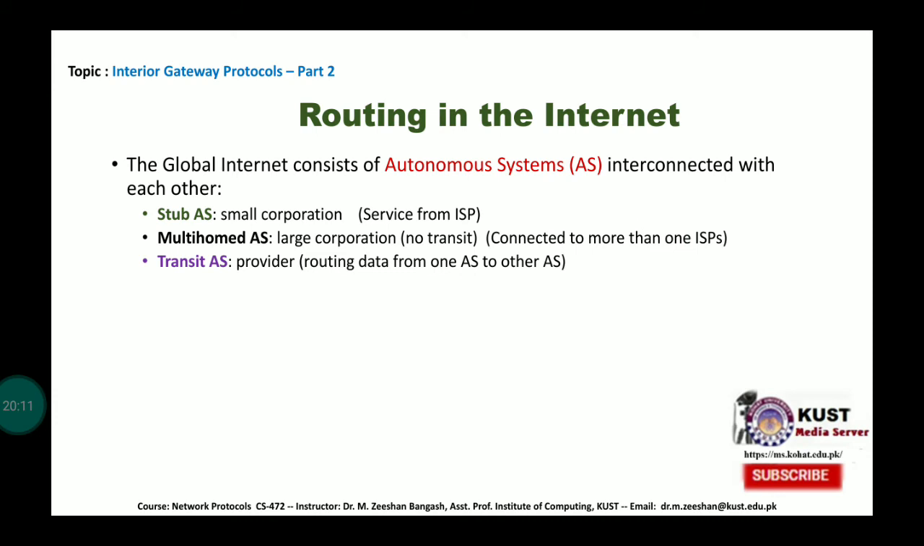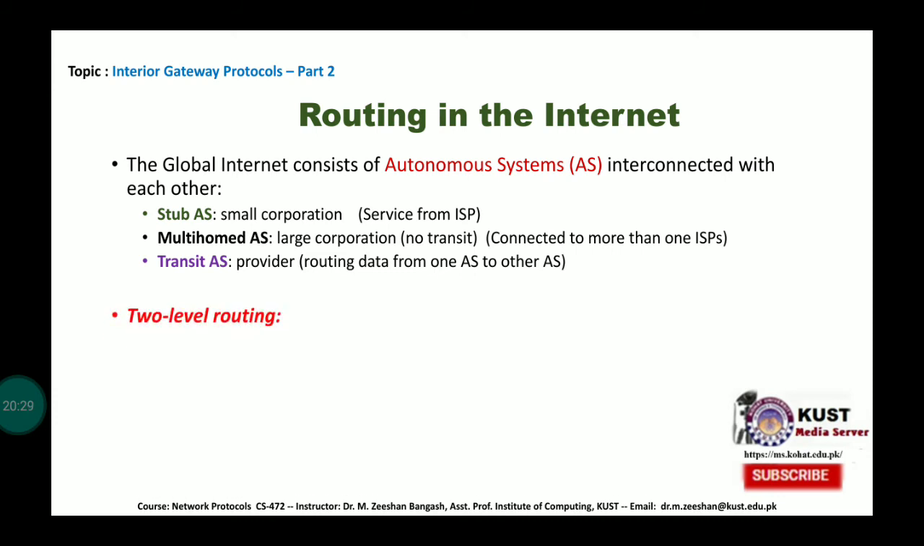The autonomous system may either be a stub autonomous system, or a multi-homed autonomous system, or a transit autonomous system, and that depends upon the design of that network, for which that autonomous system is divided into a specific category.